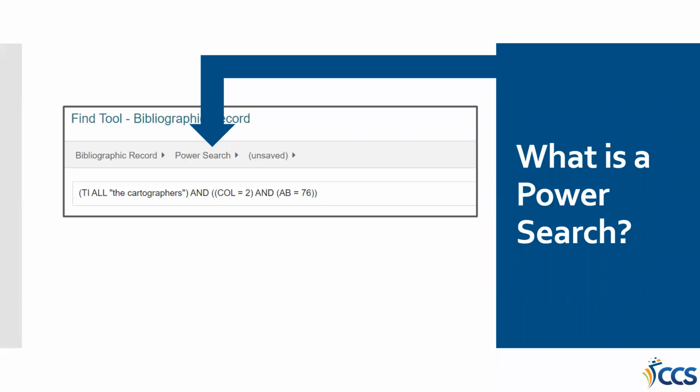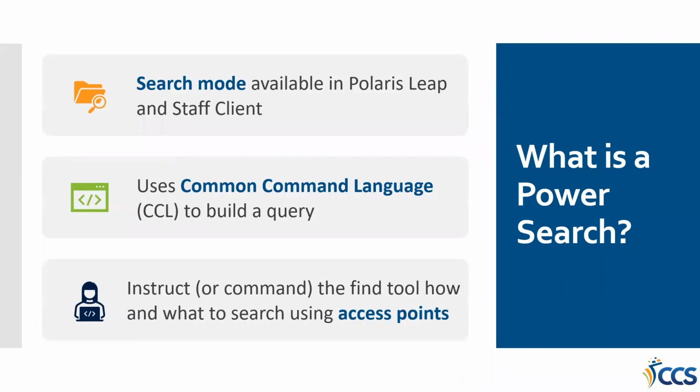Before we start demoing, I think it's important just to know what a power search is and how it works. Here's a screenshot of a basic power search. When I'm referencing a power search, I'm referencing a search mode that's available in Polaris Find Tools. It's in both Leap and the staff client, but we're focusing exclusively on Leap in this session.